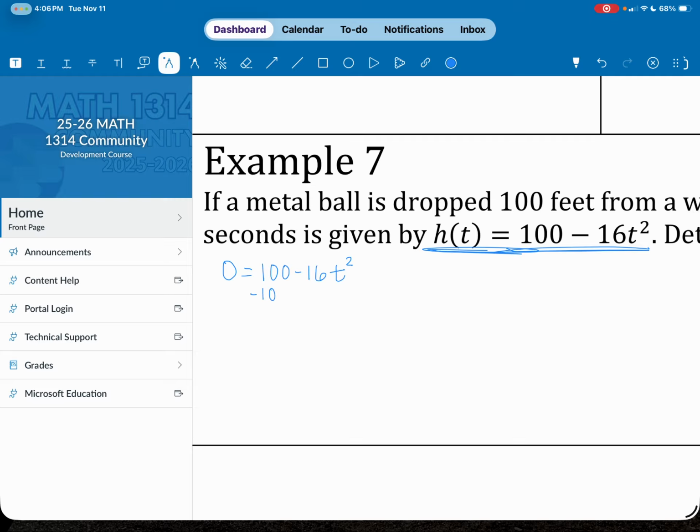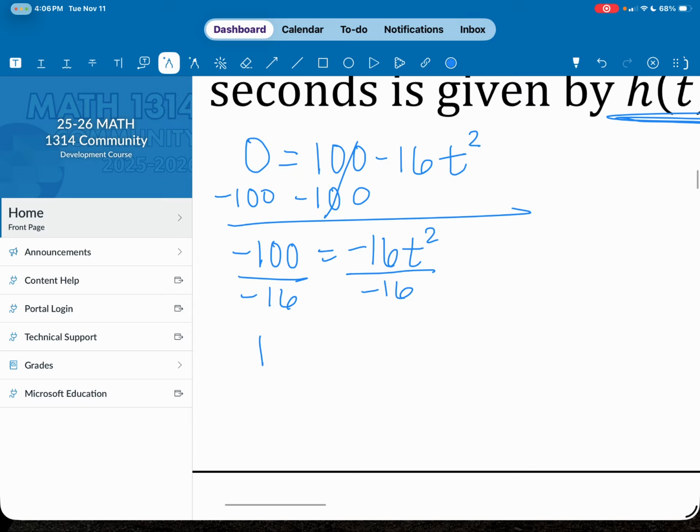So I would subtract 100. And I get negative 100 equals negative 16t squared. So I'm going to divide by negative 16. Now, I'm not going to reduce that in terms of the numbers because we're going to do something in a minute with it. But a negative divided by a negative is a positive, so I am going to go ahead and put that part. So 100 over 16 equals t squared.